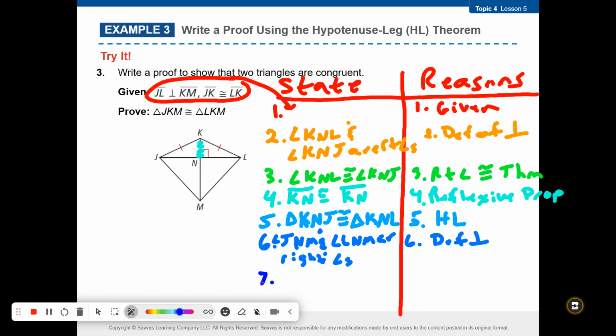Now, step 7, I'm going to state that JN is going to be congruent to NL. What would be the reasoning for that? Why could I state that without really doing much? Yeah, KM is a bisector. It's a segment bisector, right? So that's one way. I was thinking of something else, but that's okay.